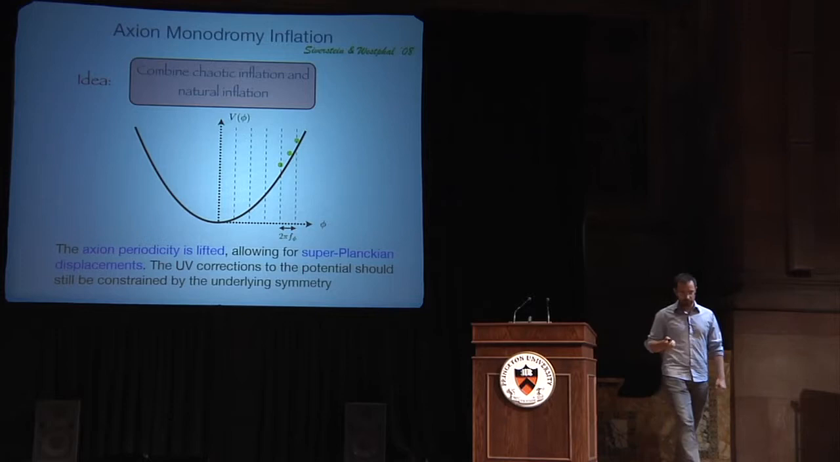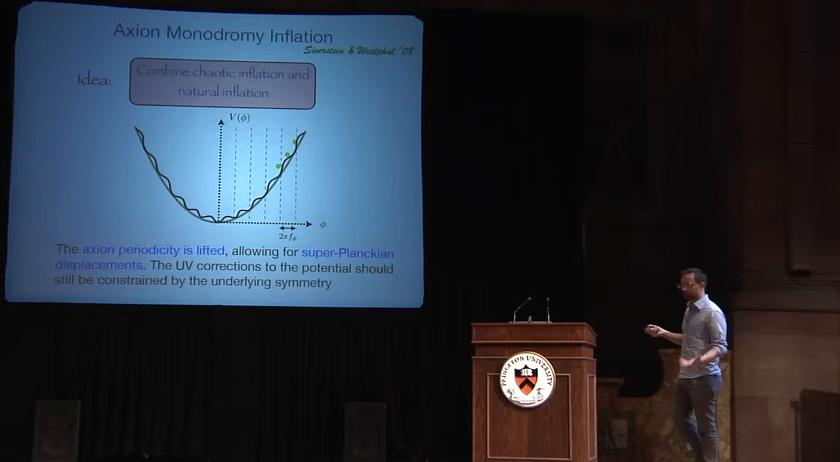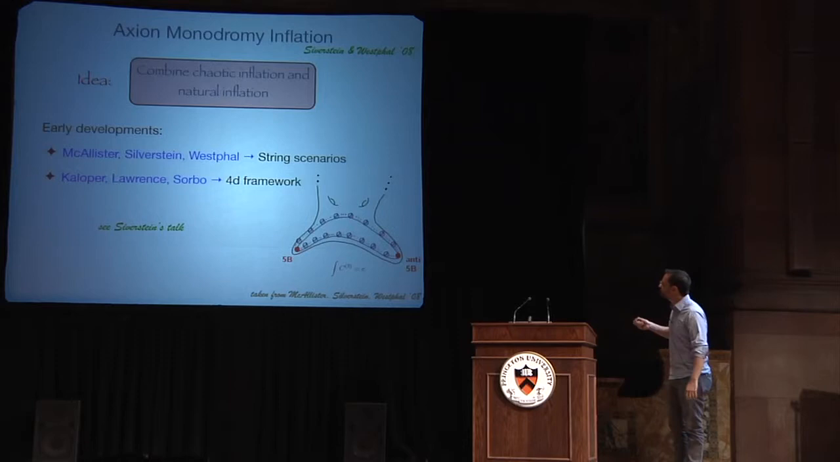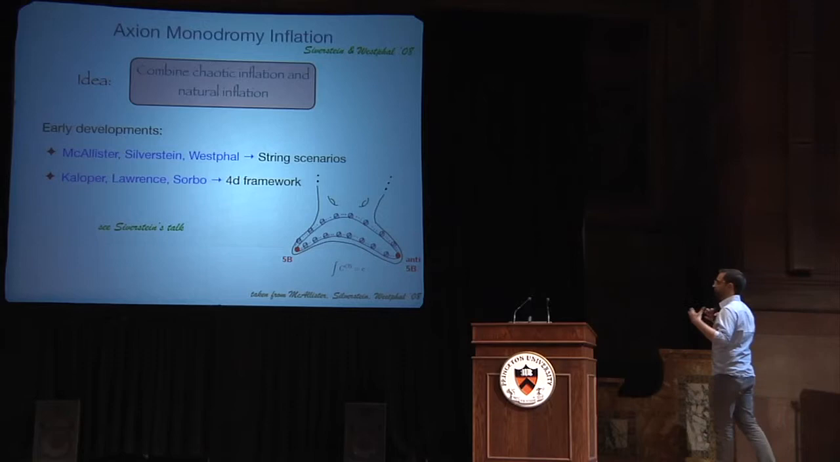Of course, in addition to the initial quadratic potential, we'll also have non-perturbative effects that will create these modulations that Eva was mentioning. All right, so with this elegant idea, there was a bunch of early development, like these string scenarios in which you would engineer the fact that you have an axion, and then all of a sudden you break the periodicity.